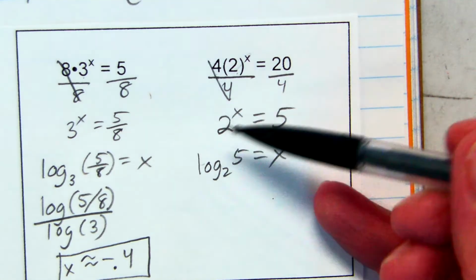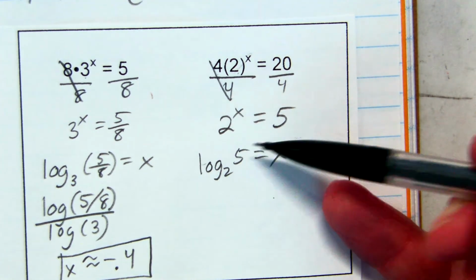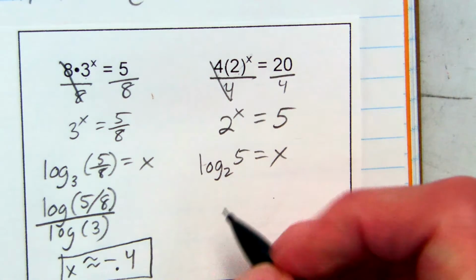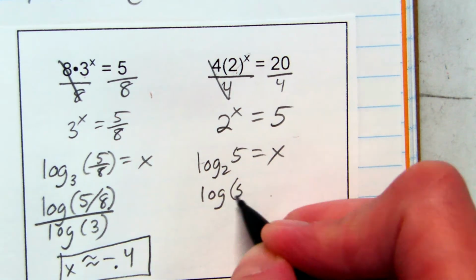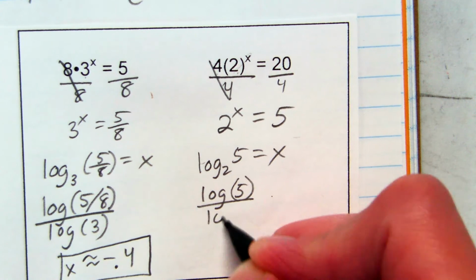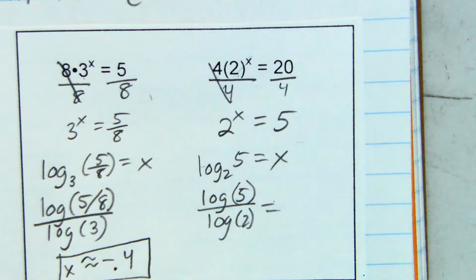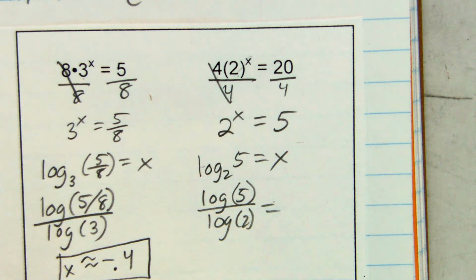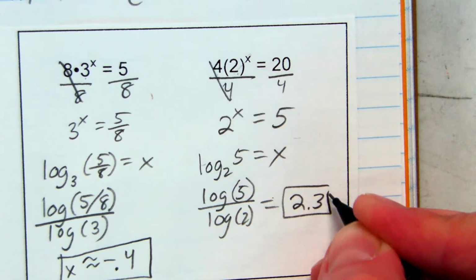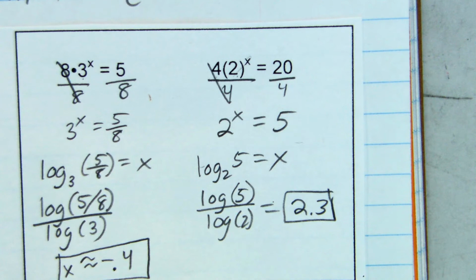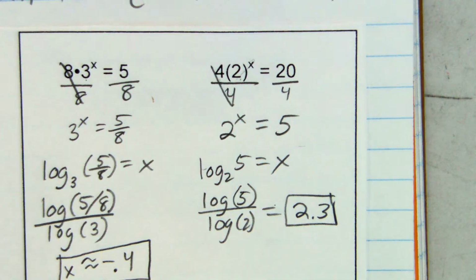And if you start getting where you do a lot of these, you could probably skip this step and go straight to change of base theorem, which I think when we did this last year, you guys did that. So it would be log of 5 over log of 2. You just have to remember that that's how it works. And that comes out about 2.3.